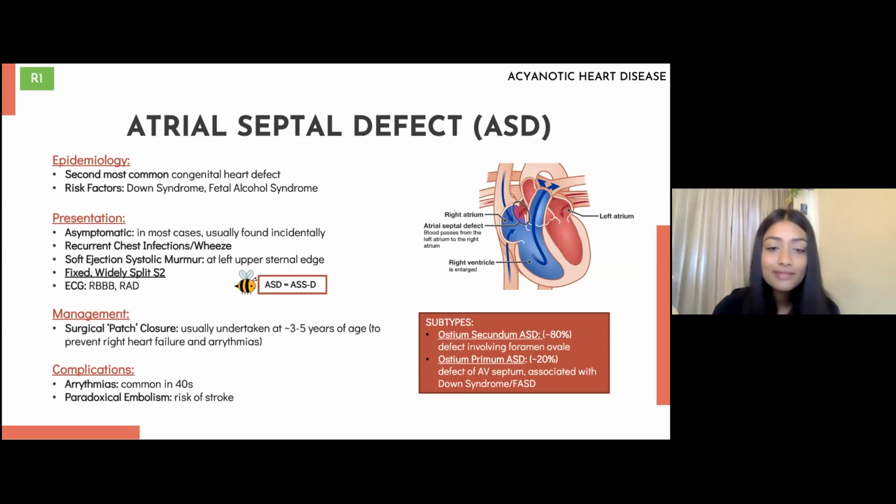Some ASDs will close spontaneously, but others will require surgical closure to prevent complications later in life. That includes arrhythmias as well as the risk of paradoxical embolisms. Although it is a left to right shunt, and you'd think that not much blood would flow from the right to left, there is a small amount of blood from the IVC that may flow directly into the left atrium, so it bypasses the pulmonary circulation. That means a clot, for example, in the case of the question, can enter the systemic circulation and enter the brain, unfortunately.